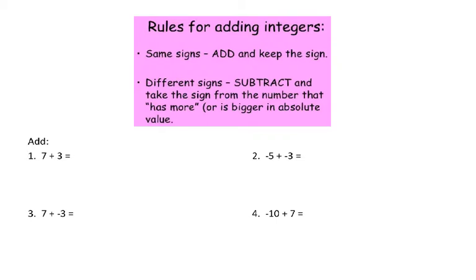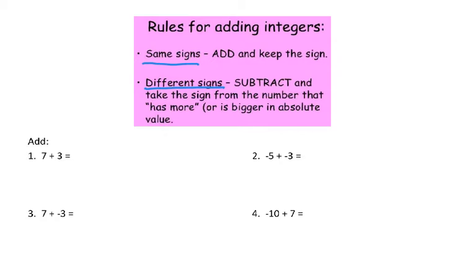When numbers have the same sign, we're going to want to add those numbers and keep the sign. When they have different signs, you subtract the numbers and take the sign from the number that has more, or is bigger, in absolute value. In other words, subtract and keep the symbol of the larger number. Let's take a look at some examples so you know what I'm talking about.